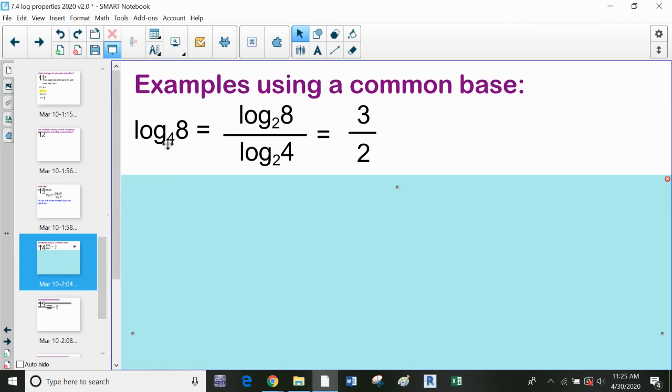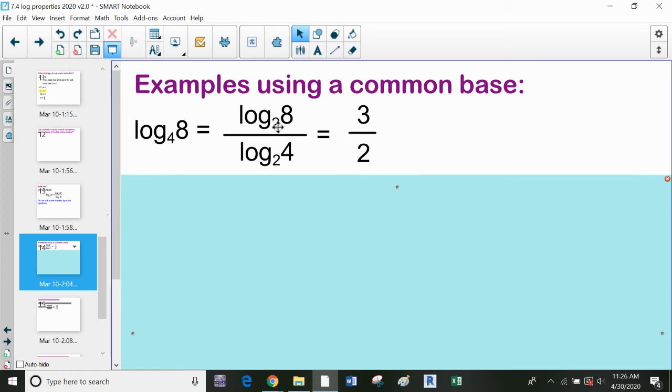I cannot put an exponent on 4 and turn it into an 8. So what I can do is say, hey, 4 and 8 are both numbers that are base 2. 2 squared is 4, 2 cubed is 8. So let's use 2. I take log base 2 of my argument 8 over log base 2 of my base 4. Now this gives you 2 logs to solve instead of 1. So now you've got to do twice the thinking on these.